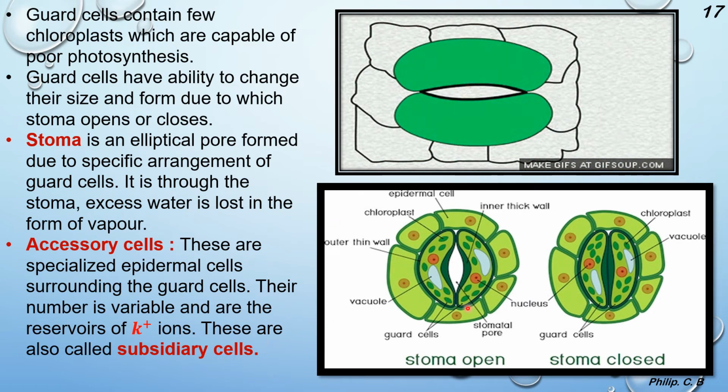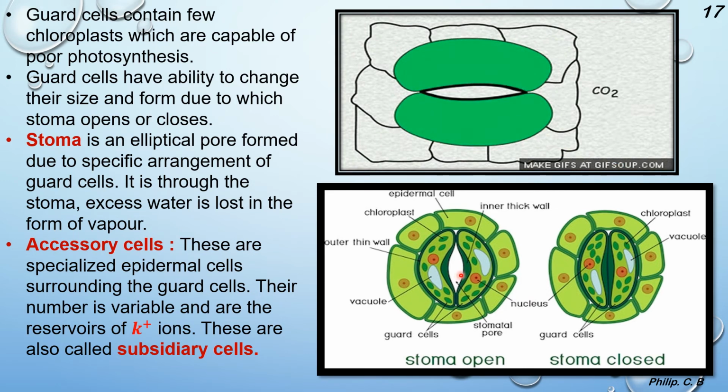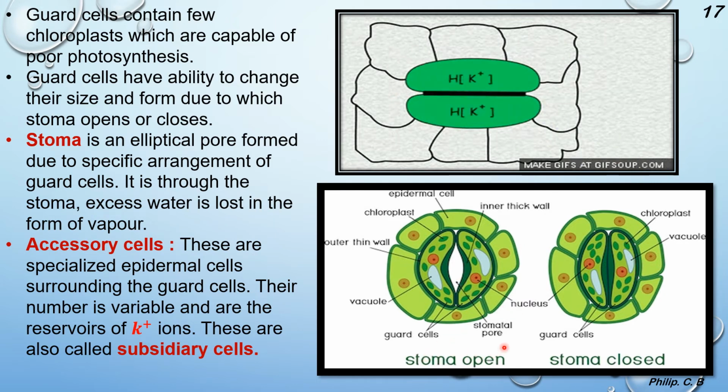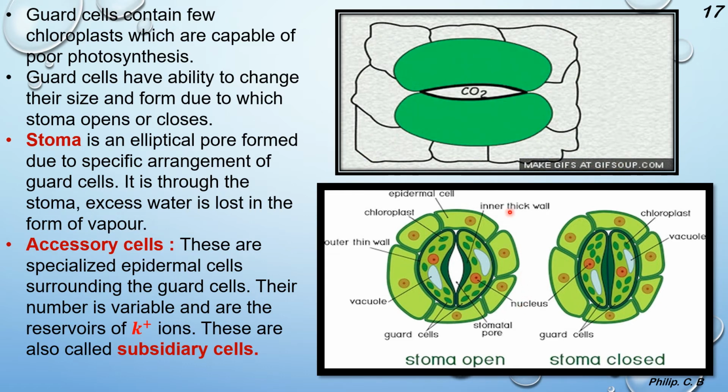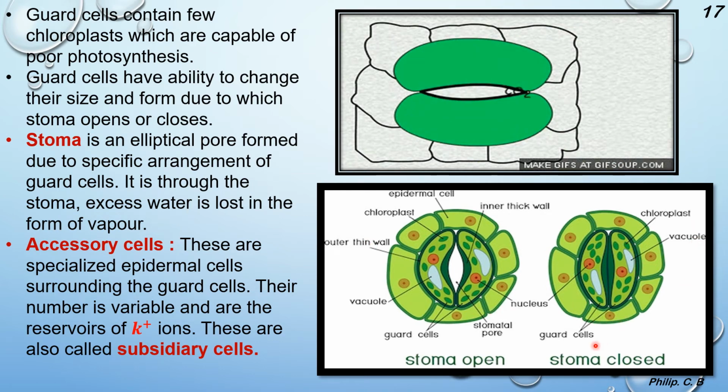Again, I added one more image, which is a picture, not an animation, showing an open stomata and closed stomata. In the open stomata you can see the guard cells, the stomatal pore, the nucleus, inner thick wall, epidermal cell, chloroplast, outer thin wall, what we saw in the earlier image as well. Similarly, the chloroplast, vacuole, and the guard cells over here when the stoma is closed.